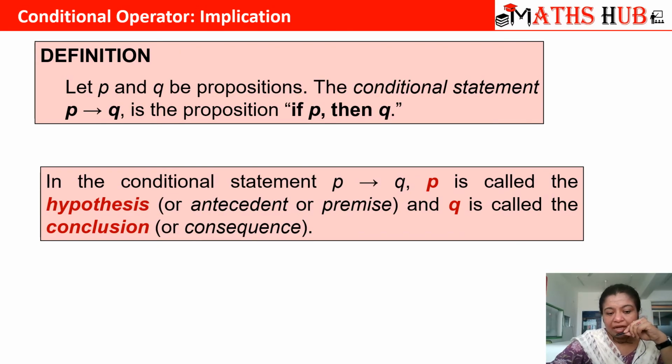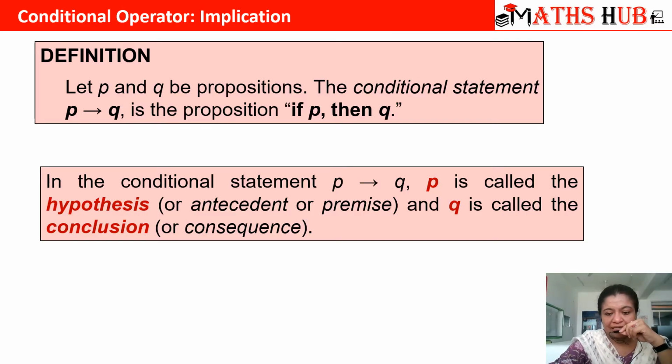Now in this conditional statement P implies Q, the first statement, P, is called the hypothesis or the antecedent or the premise, and Q is called the conclusion or the consequence, right? In some books you may find that P is called the premise and Q is called the conclusion, and in others you may find the words hypothesis and conclusion written there, right?